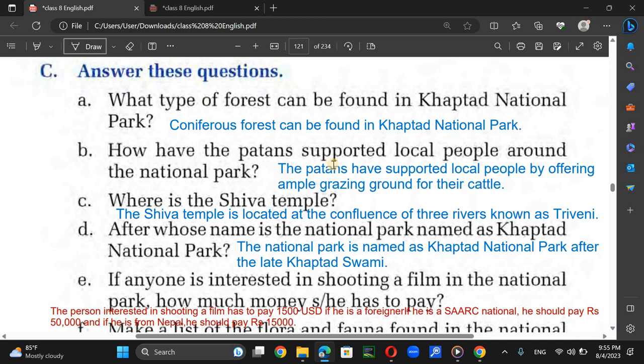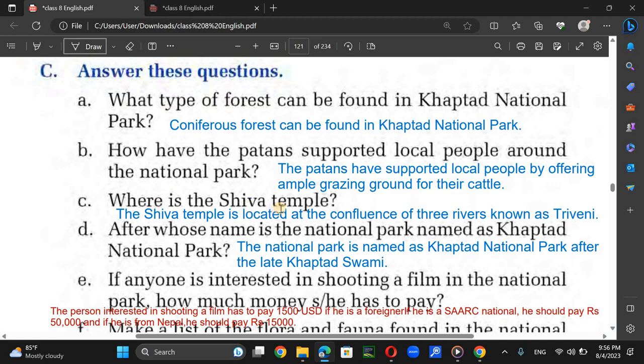B. How have the Pathans supported local people around the national park? Pathan is here, pastures, grassland. The Pathans have supported local people by offering ample grazing ground for their cattle.